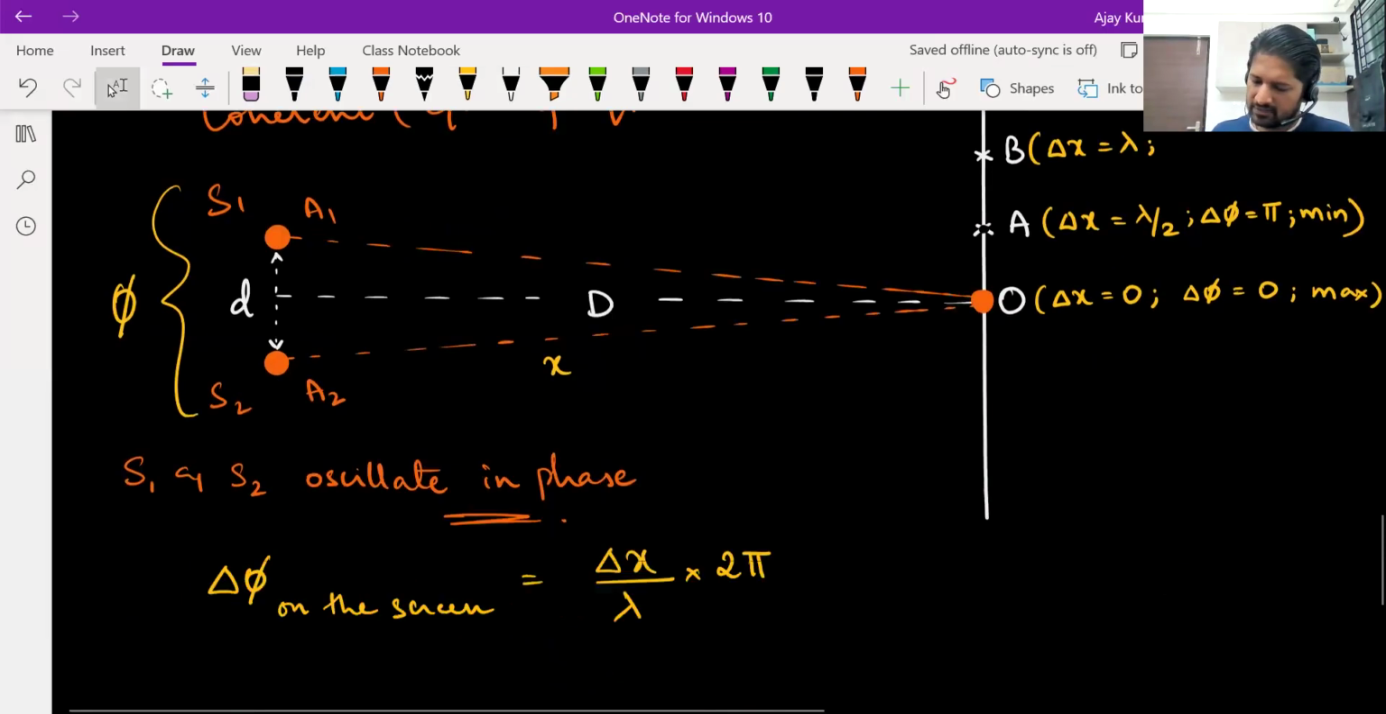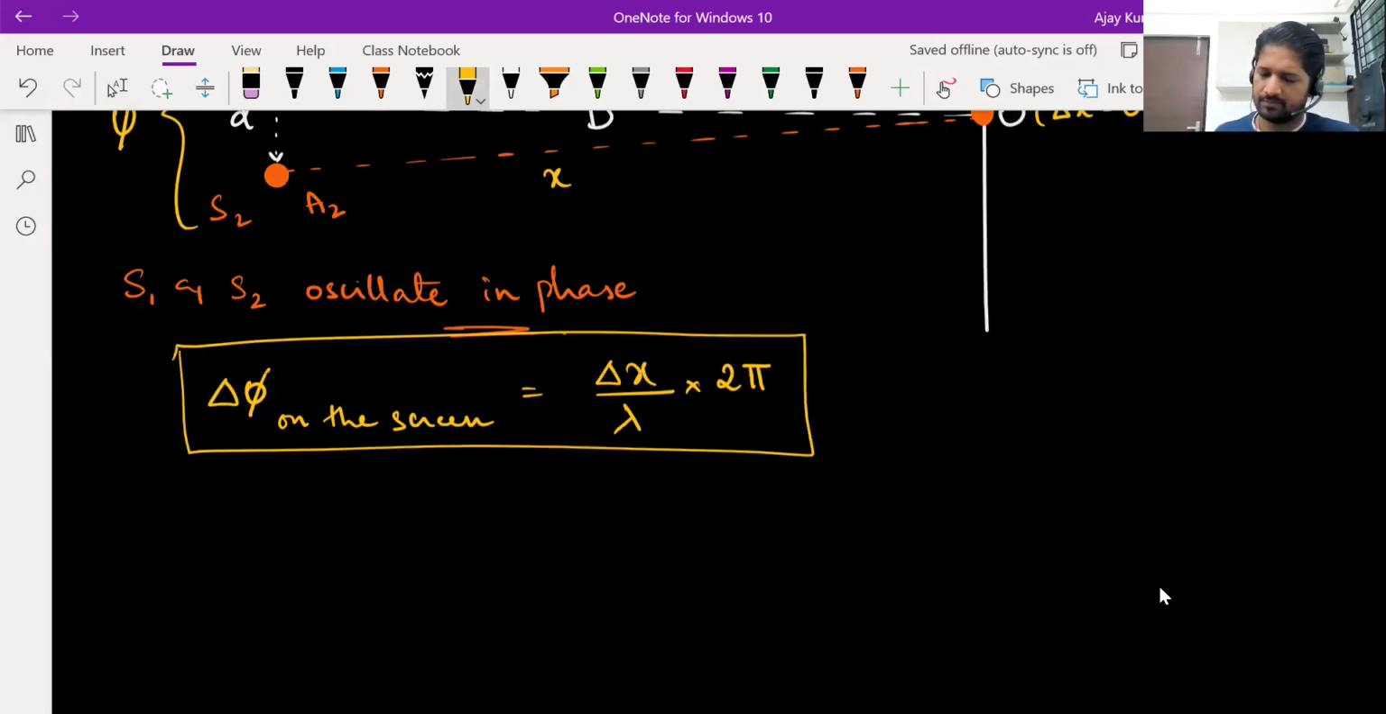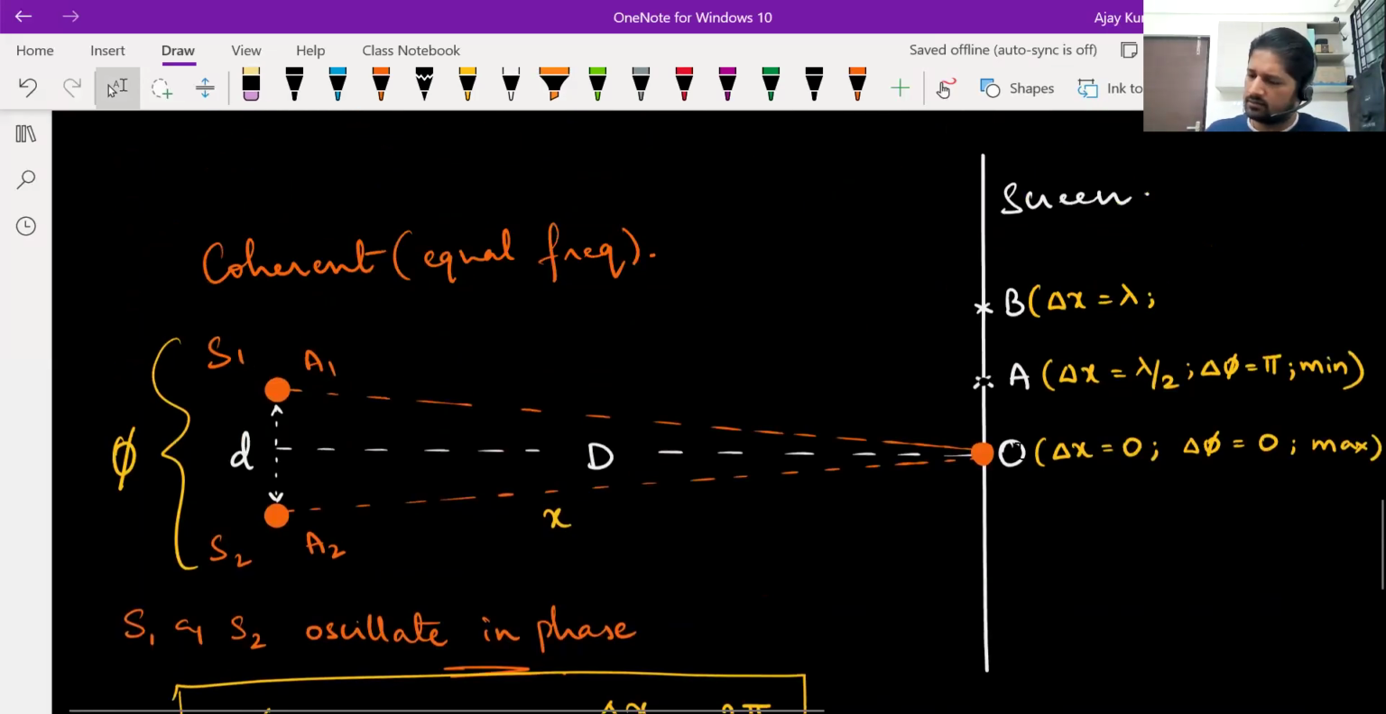And if path difference is one wavelength, tell me, what is the phase difference with which they arrive on the screen? 2 pi. And what kind of interference does it correspond to?